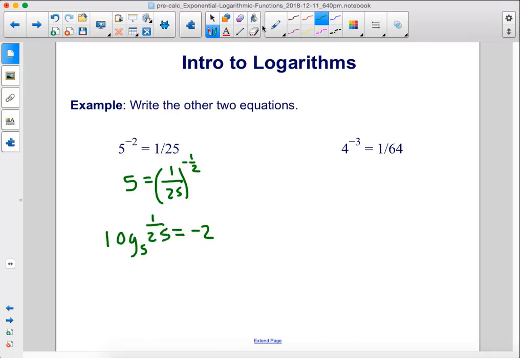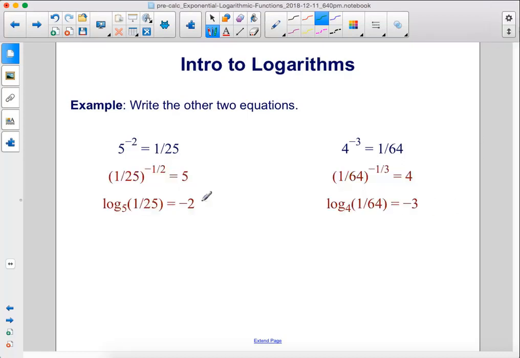25 right there. All right, over here we have 4 to the -3 power equals 1 over 64. So we'll write 4 equals 1 over 64, and then we just move the exponent over and take the reciprocal, negative 1/3. I write log, same base, 4, write the equal sign, and then I write the exponent. Then whatever's over here, I put right here. So log base 4 of 1 over 64 equals negative 3. Or you could say 4 to the negative 3rd power is 1 over 64. And there you go.